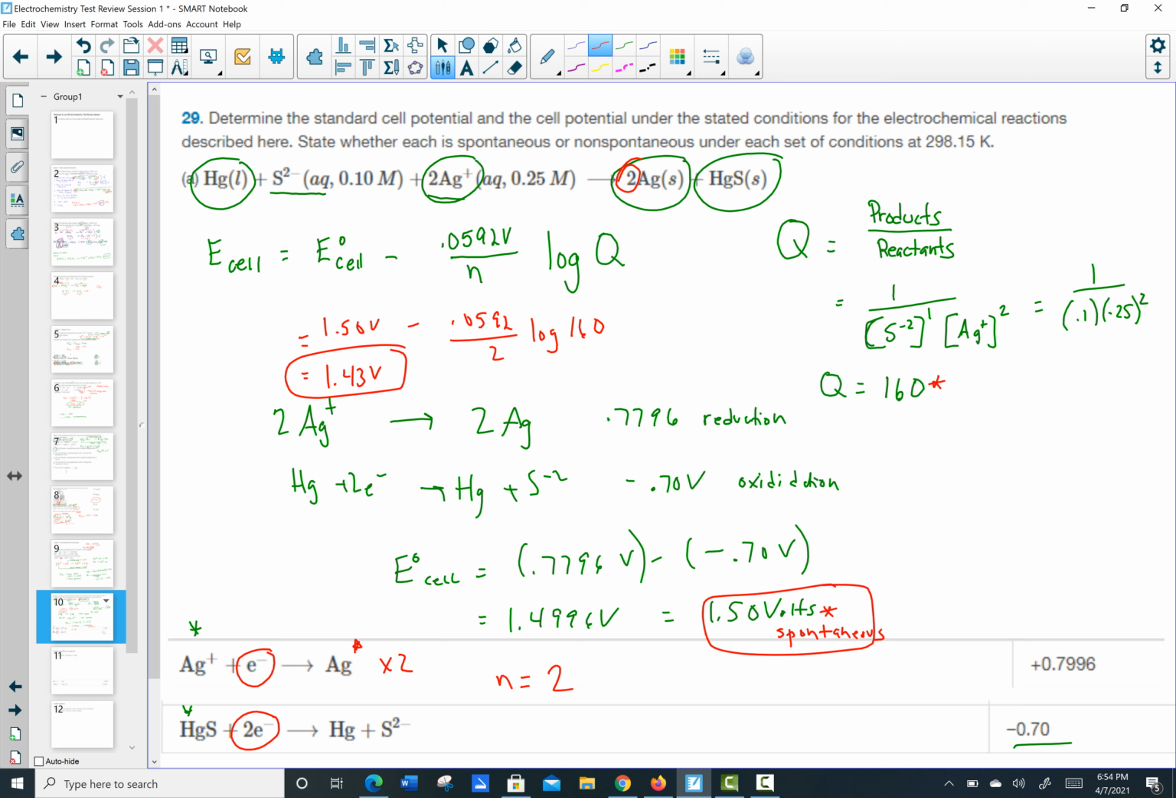So this is at standard conditions, and this is the non-standard conditions, which is what both were asked for. Good, we get to practice the Nernst equation with that example. Excellent.